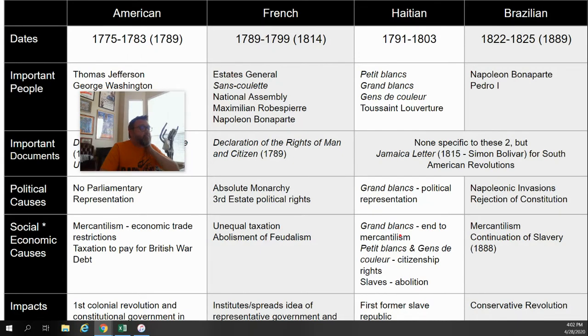For the whites, it's they want to end mercantilism just like the American Revolution did. They don't want to have to pay taxes to France. But for the lower class whites, for the free blacks, and for the slaves, it's about having the rights of citizenship to be equal to the rich. The importance of the Haitian Revolution is it's the first former slave state to become a republic, the only slave republic in the New World.